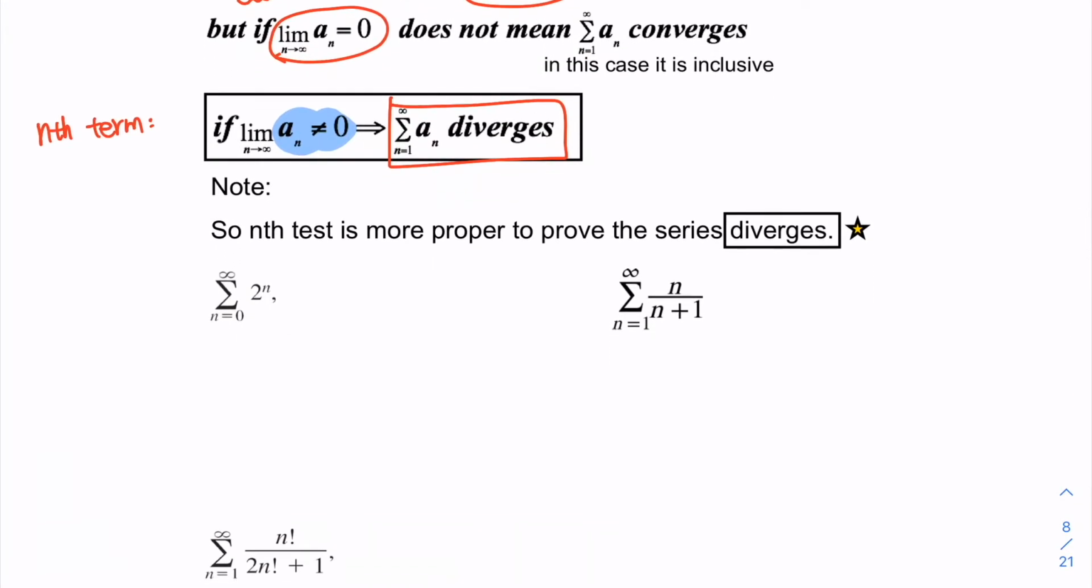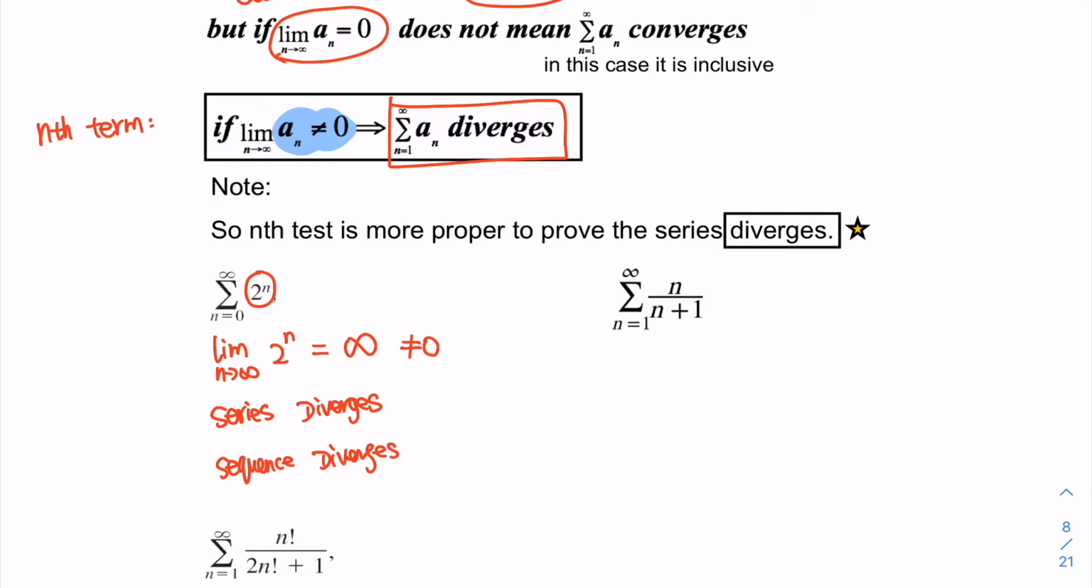So given this example, this is our a_n. As we know, as n goes to infinity, 2^n goes to infinity, which is not 0. So directly we know the series will diverge. Because a_n is infinity, so it's not a number, we also know the sequence also diverges.